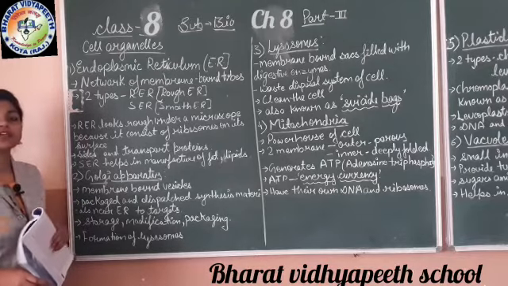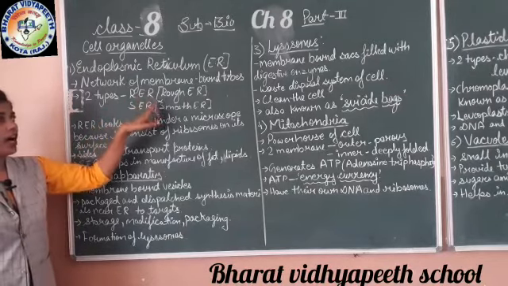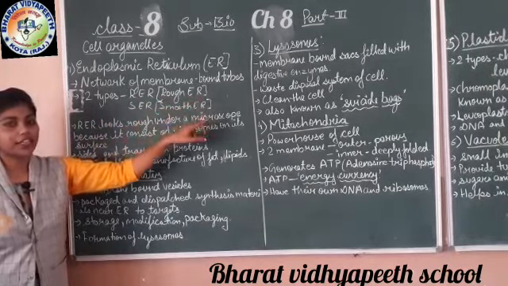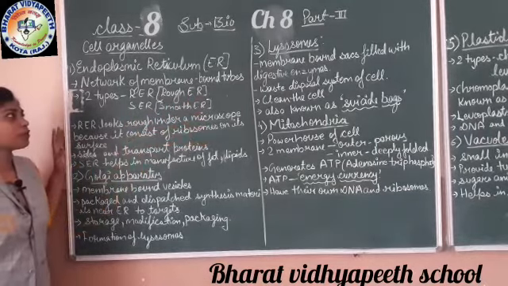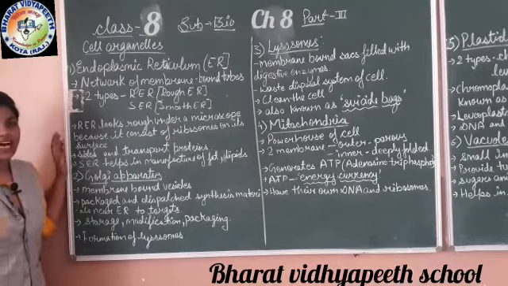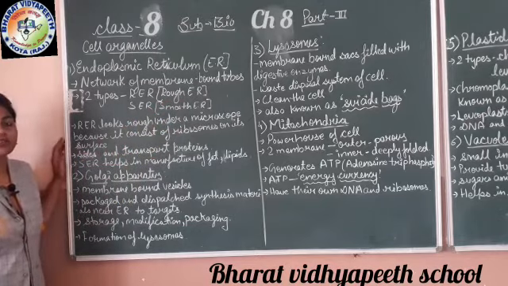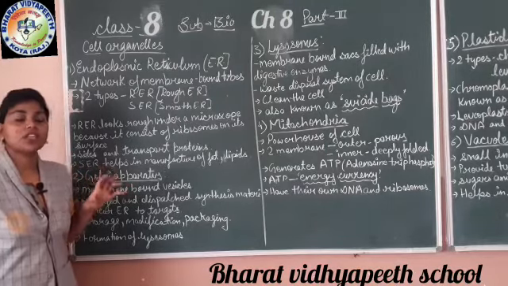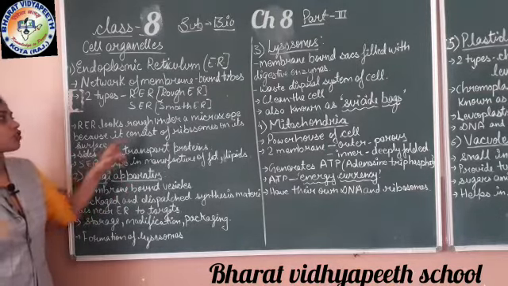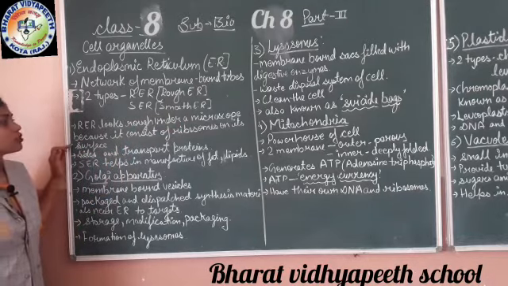Mainly endoplasmic reticulum is of two types: RER is rough endoplasmic reticulum, and SER is smooth endoplasmic reticulum. The first is RER, that is rough endoplasmic reticulum. Why is this known as rough endoplasmic reticulum? Because on the surface of this endoplasmic reticulum, ribosomes, the protein ribosomes, are present. That's why this is known as rough.